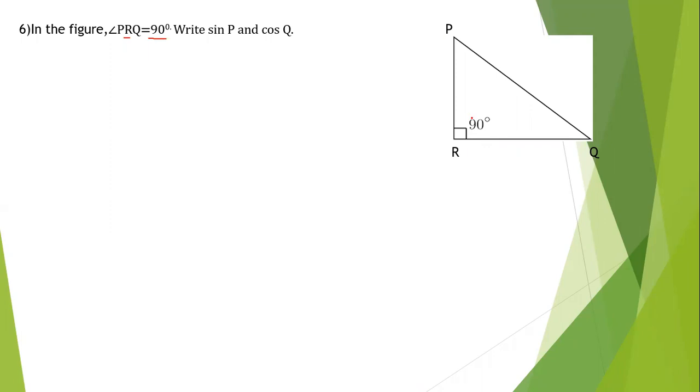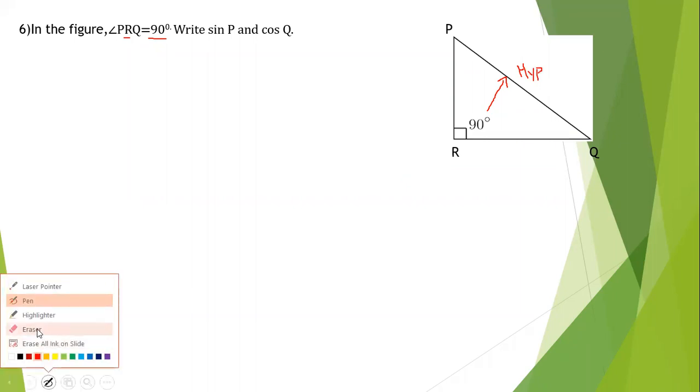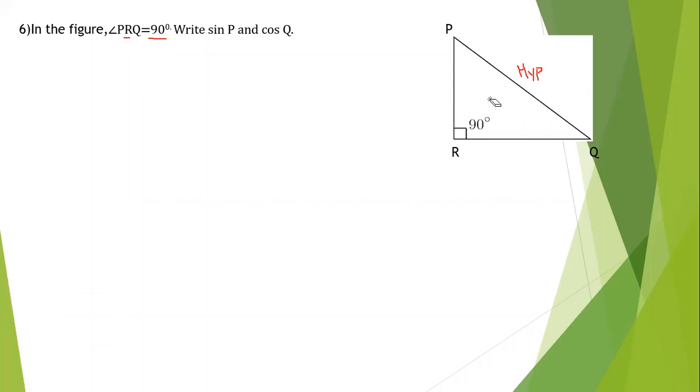Now first of all you need to write the hypotenuse. Which side is the hypotenuse in this? Here you can see 90 degree. So the side opposite to 90 degree means side PQ. So there you write hypotenuse because it will help us to solve the problem. So first we will write that hypotenuse in the figure itself. Now let's begin with the answer. We need to find sin P and cos Q.